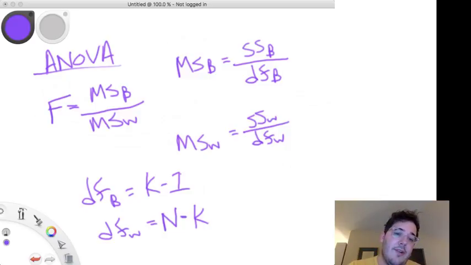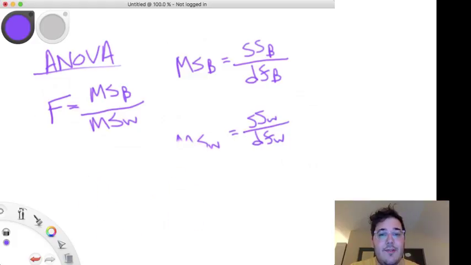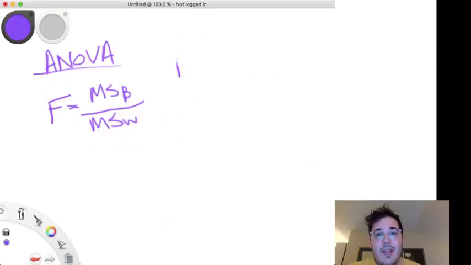So you calculate your degrees of freedom between and degrees of freedom within. You can then calculate your mean squares between and your mean squares within, and then you can calculate F. Once you calculate F, you then find the critical value of F using your degrees of freedom, compare your value to the critical value, and decide if there is some overall effect of your IV. Now, if you have 3 or more levels, the F only tells you that there is some effect of your IV, but it doesn't tell you at which levels there is an effect.